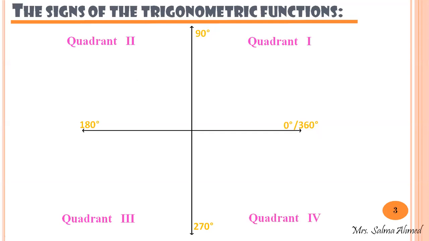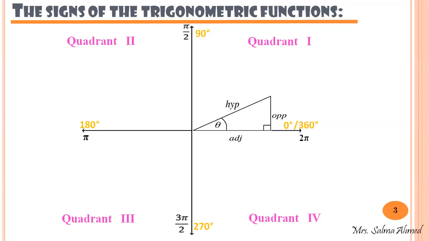If I mention it in radians, the 0 will stay as it is, 0, the 90 is pi over 2, 180 is pi, 270 is 3 over 2 pi, and going back to 360 it will be 2 pi.